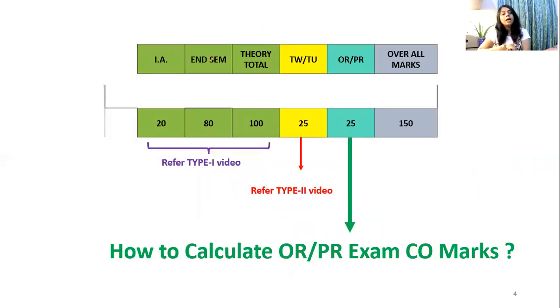So type 3 consists of internal assessment, end-sem exam, then term work, tutorial and practical. For calculation of internal assessment and end-sem, refer to the video of type 1. For calculation of term work and tutorial, refer to the type 2 video. I'm making this video only to explain how to calculate oral practical CO attainment for 25 marks.